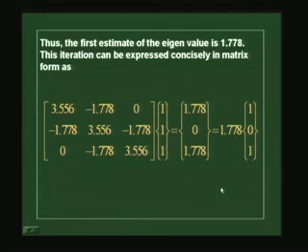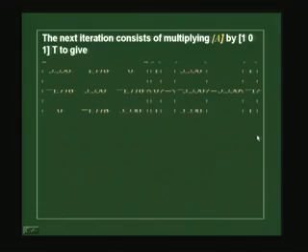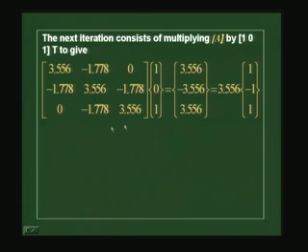So, that is the next step. I multiply the matrix by 1 1 1 and I got 1 0 1. Then I multiply 1 0 1 by the matrix again. The next step, iteration number 2.